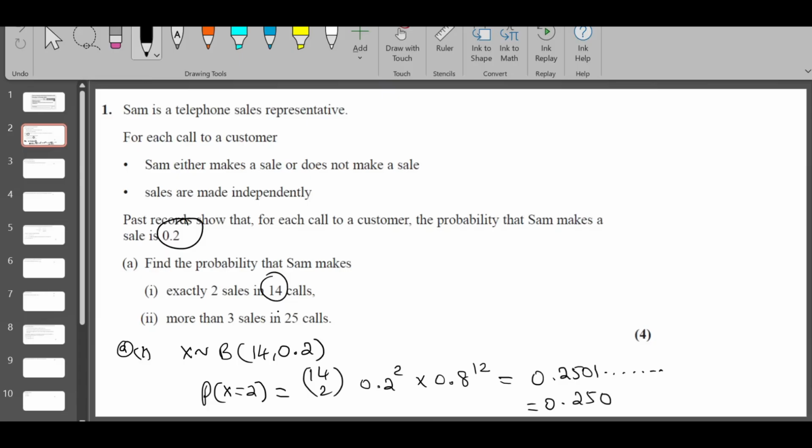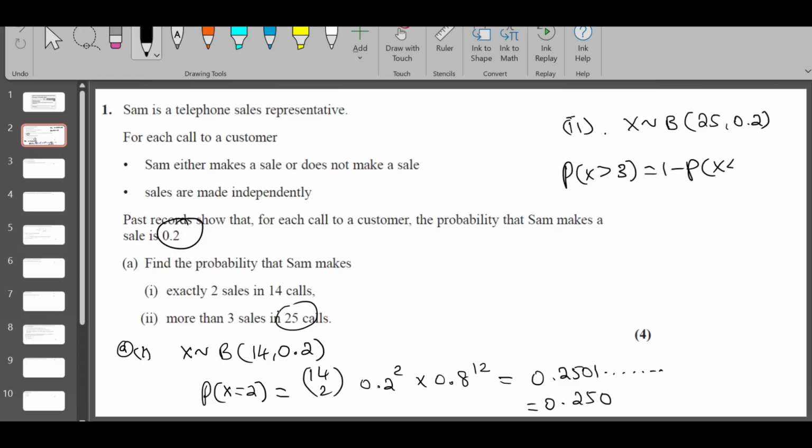For part (a)(ii), it's 25 calls, so X follows a binomial distribution of 25, 0.2. They want us to find X more than 3. X more than 3 is the same as 1 minus the probability that X is less than or equal to 3. I'm going to use the table value for n is 25, probability is 0.2, X is 3.